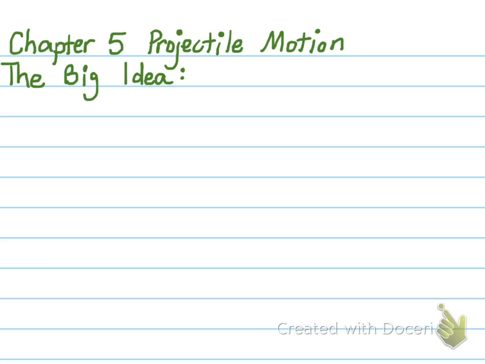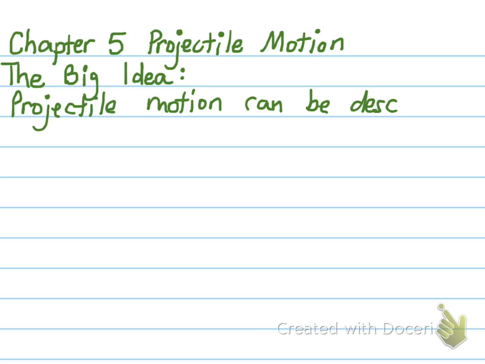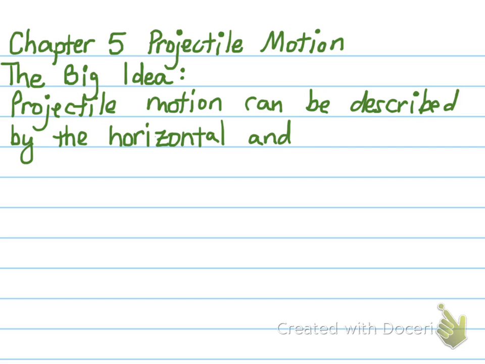Chapter 5 is about projectile motion, and the big idea in this chapter is that projectile motion can be described by the horizontal and vertical components of motion.